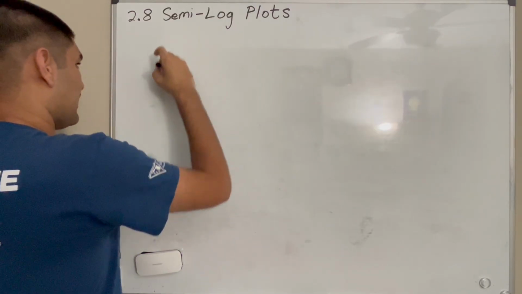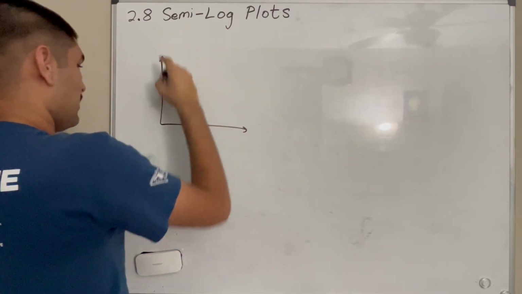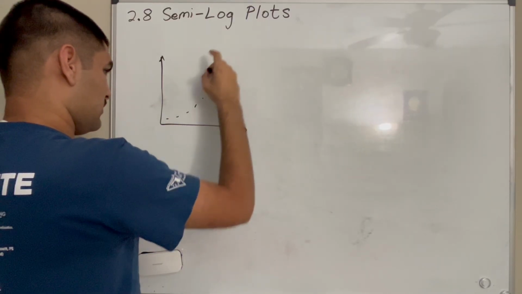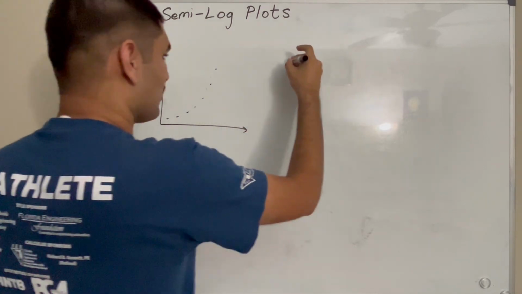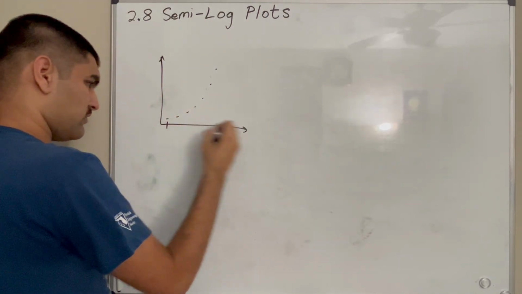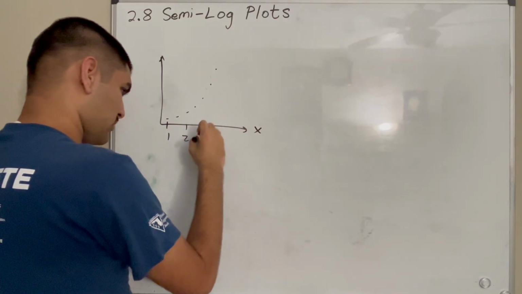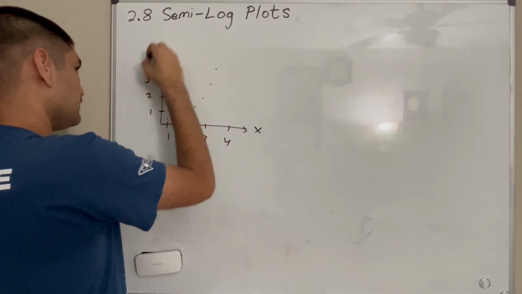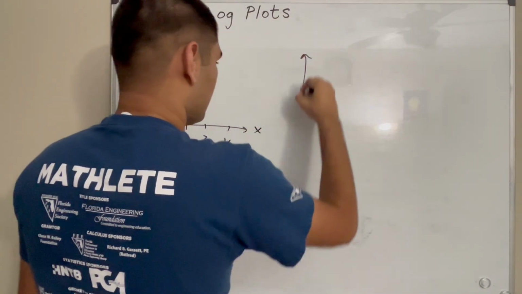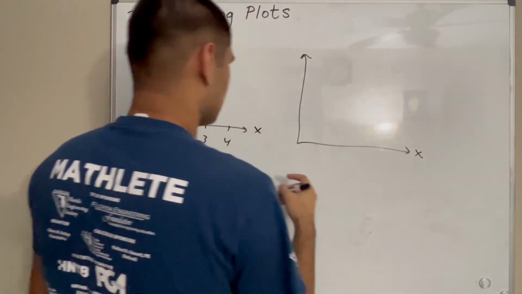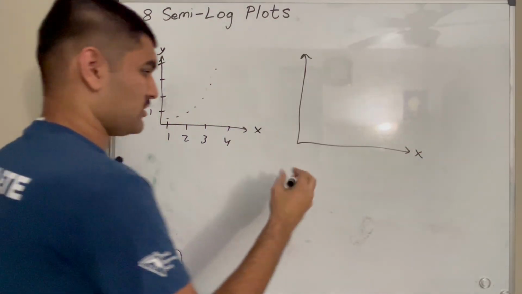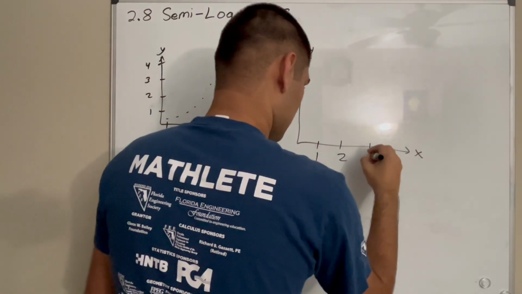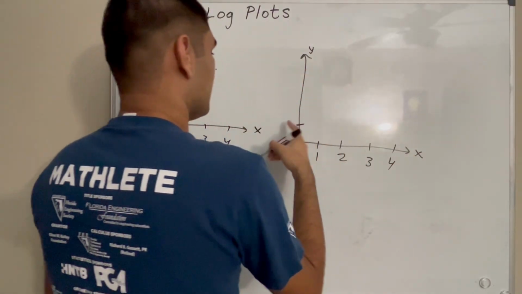For example, if you had a regular graph and the data looks something like this, let's just say these are some data points. The scale for the x-axis, let's say, is 1, 2, 3, 4, and for the y-axis as well. For a semi-log plot, basically one of the axes is logarithmically scaled. Most of the time it's the y-axis. So x just stays the same, 1, 2, 3, 4, but y is logarithmically scaled.